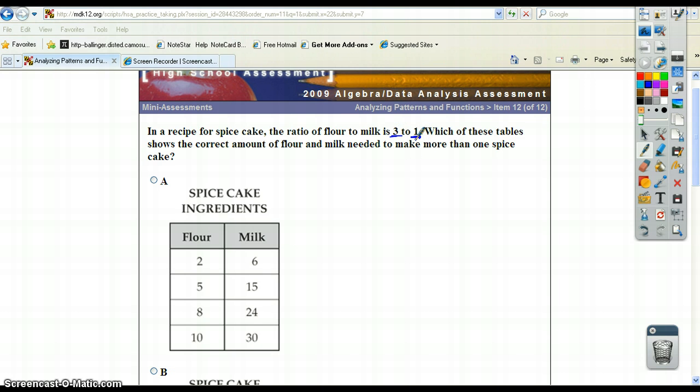So let's say it's 3 cups. If it's 3 cups of flour, you got to add 1 cup of milk. If it's 3 tablespoons of flour, you got to add 1 tablespoon of milk. So every time you add 3 of something of flour, you got to add 1 of the same measurement of milk. So what that means is, over here in our answers, we're looking for the flour to be 3 times more than the milk for every number in the table. Here, milk is 3 times more than the flour. That's not what we want. We want the flour to be 3 times more than the milk.